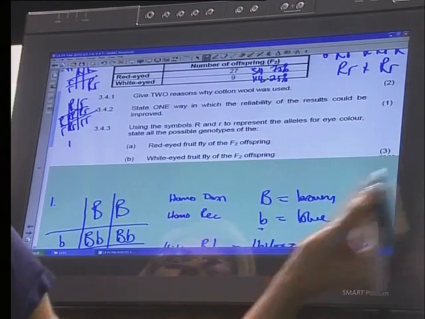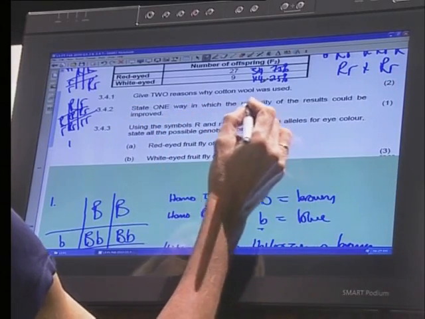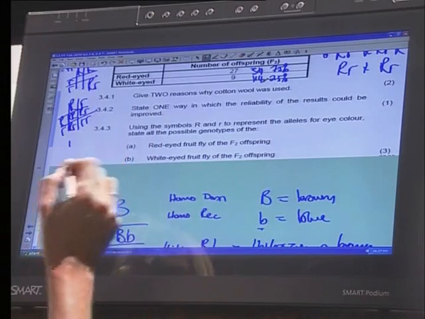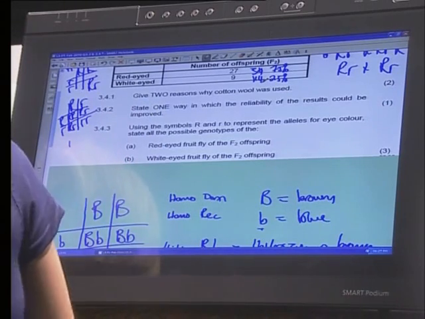Next question: State one way in which the reliability of the results could be improved. Now, listen to me carefully. Whenever they ask you how you can improve any kind of investigation, you are always going to say you repeat the experiment again and again. The more times you repeat it, the more results you've got. You then get an average of those results. So if there's a little change here and a little change there, you're going to have accurate, better results.